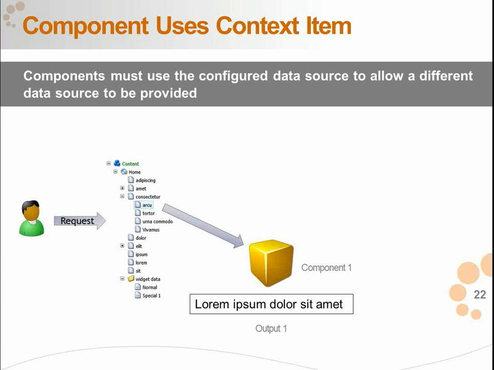What we needed to do is to pay attention to the data source that's configured. Although through the API, which is something that developers use, I can gain access to the item that was requested, the context item, I need my component to instead check if a data source has been configured. That's another piece of data that is presented to my component, and that's what I should be using. And if the data source hasn't been configured, then I can fall back and use the context item.